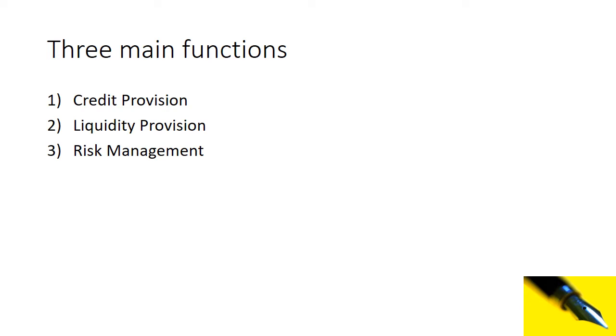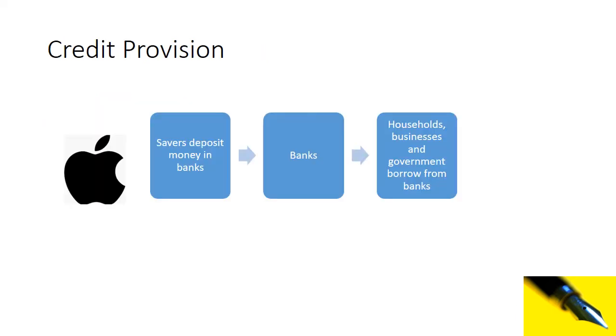So really, we can boil this topic down to 3 things, 3 main functions in terms of the importance of the financial sector. They are credit provision, liquidity provision, and risk management. So we're going to start perhaps with the easiest of these 3 aspects, which is credit provision.